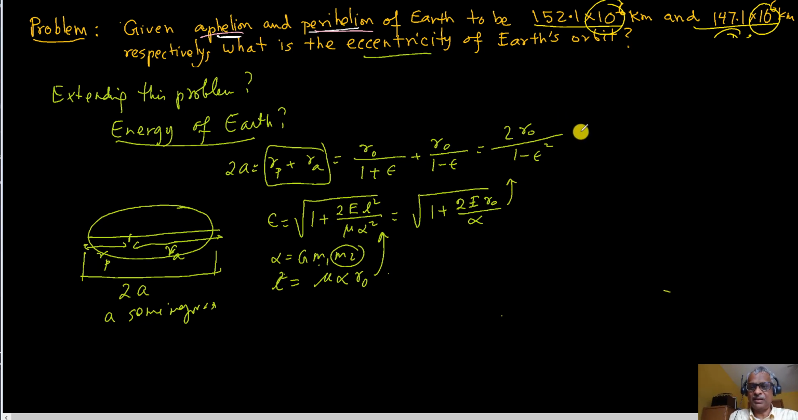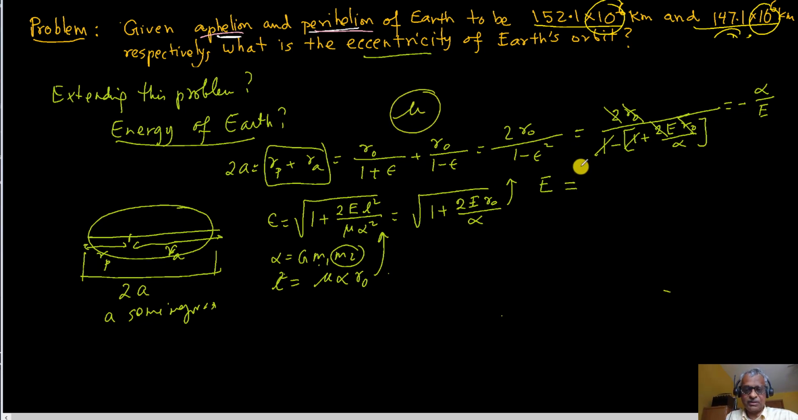So if I plug inside here, the square, and plug inside here, I get 2R0 over 1 minus 1 plus 2E R0 over alpha, and this one cancels this one, and then this R0 will cancel this, and this 2 will cancel that, and it's going to flip over. It's going to be minus alpha over E. So energy of the Earth-Sun system, just Earth, because we're doing the mu, remember, we're just doing the mu. Energy of the Earth is equal to minus alpha divided by RP plus RA, and it's also less than 0, as we want.